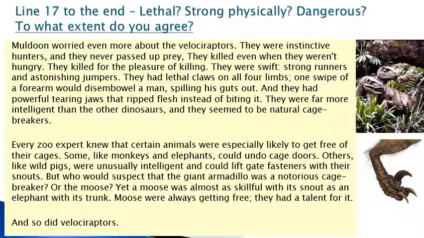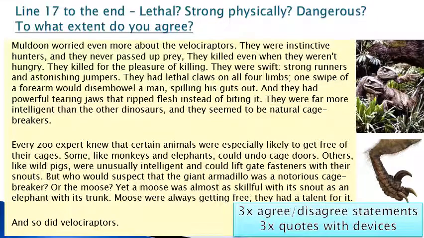They were far more intelligent than the other dinosaurs, and they seemed to be natural cage breakers. Every zoo expert knew that certain animals were especially likely to get free of their cages. Some, like monkeys and elephants, could undo cage doors. Others, like wild pigs, were unusually intelligent and could lift gate fasteners with their snouts. But who would suspect that the giant armadillo was a notorious cage breaker? Or the moose? Yet a moose was almost as skillful with its snout as an elephant with his trunk. Moose were always getting free. They had a talent for it. And so did velociraptors.